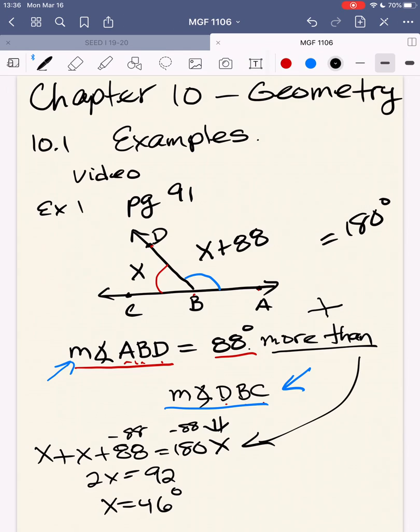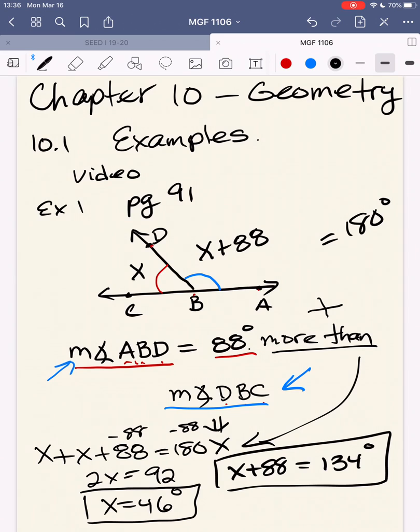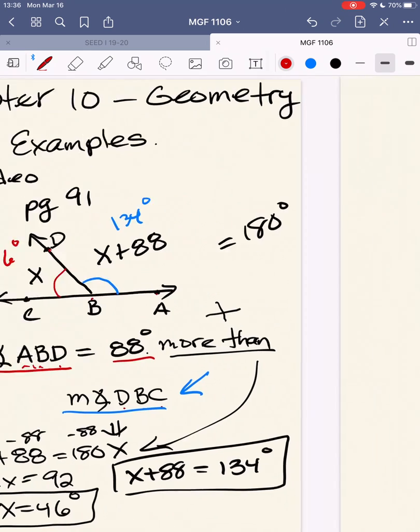So I found DBC. Now to find ABD, because it asked for each angle, I have to add 88 to it. So 46 plus 88 is 134 degrees. So this angle is 134, and this one is 46, because supplementary angles have to add up to 180 degrees.